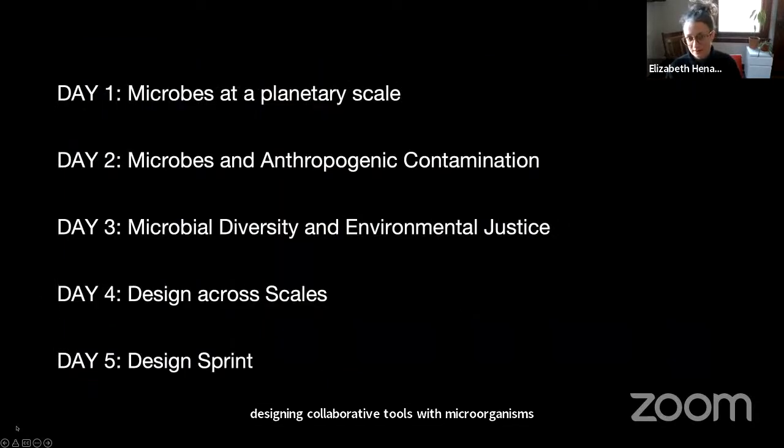So just as a summary, what we're going to be doing this week: the first day, we're going to be talking about microbes at a planetary scale. Tomorrow, we're going to be talking about microbes and anthropogenic contamination. The day after that, we're going to be talking about microbial diversity and environmental justice. Then we're going to be talking about design methodologies across scales. And then Friday, we're going to do a design sprint together. And in between all of that, there are all sorts of activities, both in class and also at home, that I've planned for you guys.